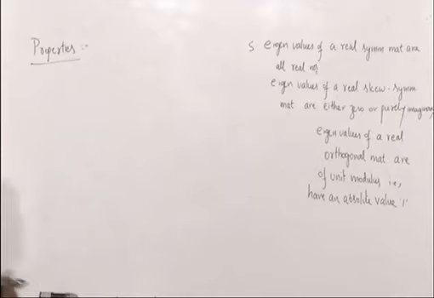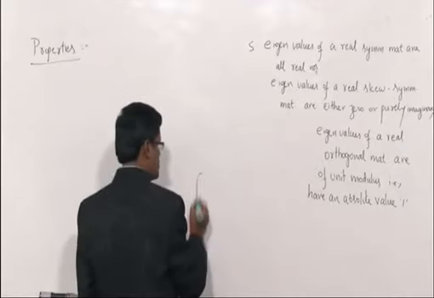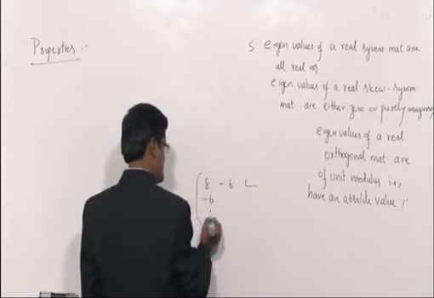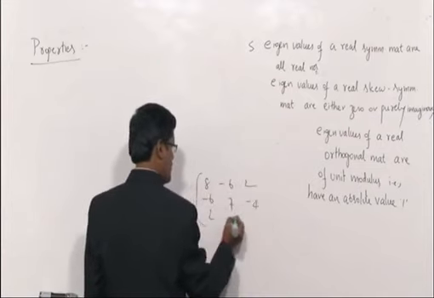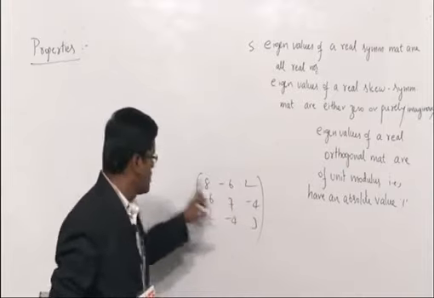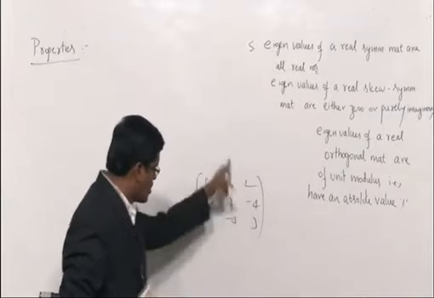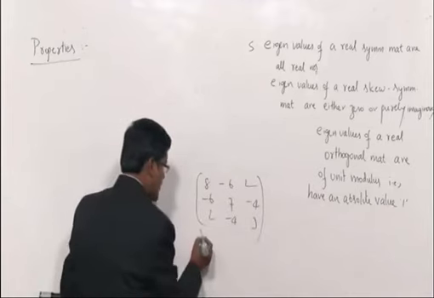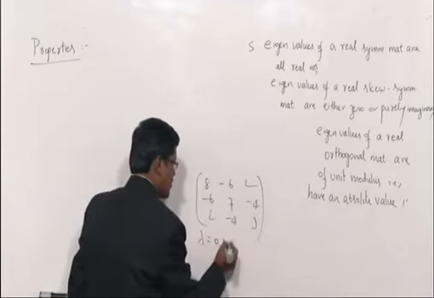Now let me verify this one. Real symmetric matrix. What is our today's first problem? Eigenvalues, 8 minus 6 2, minus 6 7 minus 4, 2 minus 4 3. If all elements are real numbers, that is a real matrix. First row equal to first column, second row equal to second column, third row equal to third column. So it's a real symmetric matrix. What we got? Eigenvalues all are real numbers, 0, 3, 15.